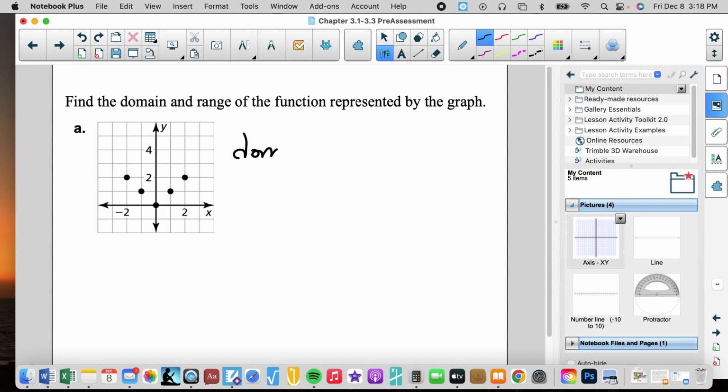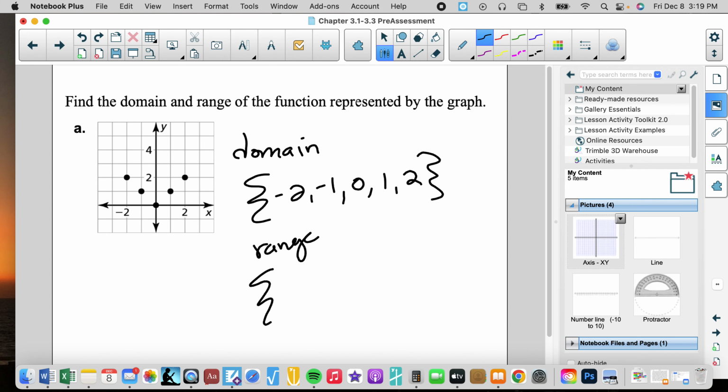So the domain, now since it's discrete, I'm going to list my domains. So negative 2, negative 1, 0, 1, and 2 is going to be my domain. Those are my x values. My range, which are my y values, are 0, 1, and 2. I do not need to duplicate it, even though negative 2, 2 gives me that, and 2, 2 gives me that. So even though my range produces 2 twice, I'm only going to list it once. And I'm always going to put my domain and range in numerical order.